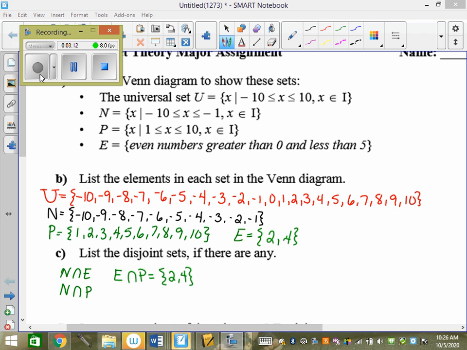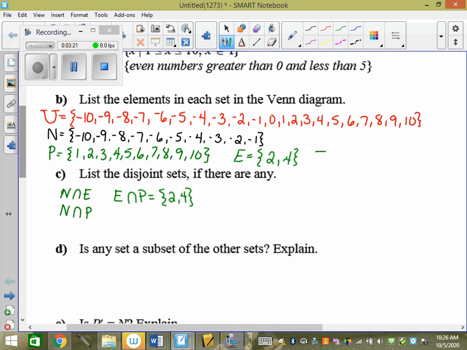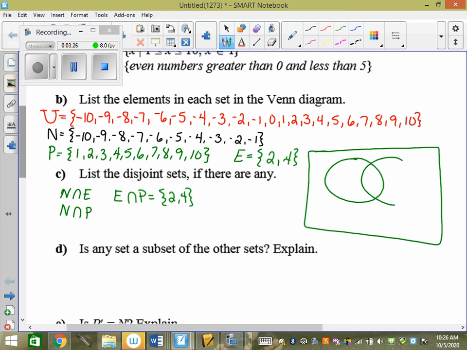N and E are not going to overlap. N and P are not going to overlap. E and P do. So I'm going to draw the E and the P first, overlapping. We know they overlap, and we know that they have 2 and 4 in them. Then we have to ask ourselves about N. Does N overlap with either of those? Nope, so it's a floating circle. I really shouldn't have drawn it that small. I don't know how I'm going to fit the numbers into it.